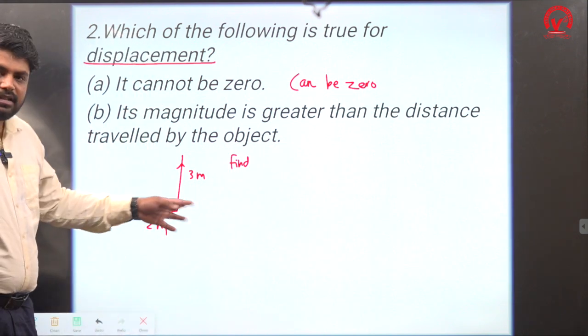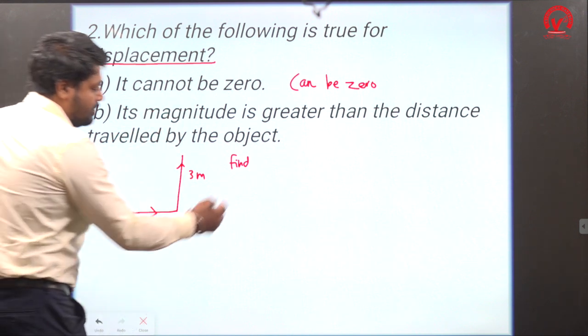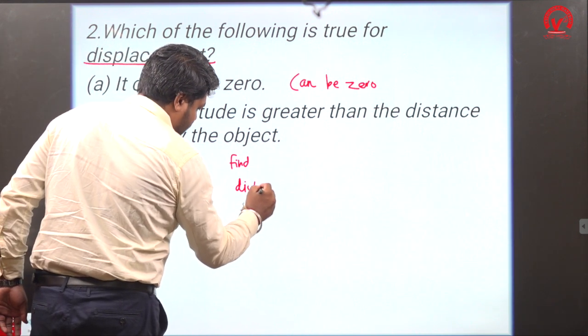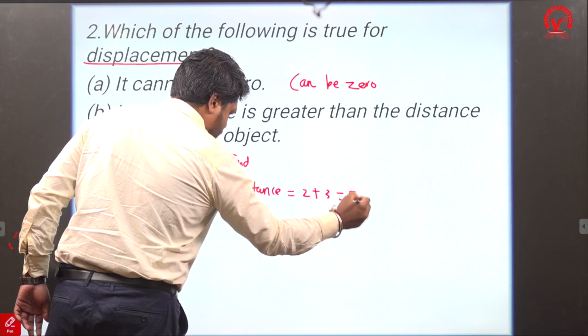So what is the distance? Distance is the actual path, right? Distance is the actual path. So distance is equal to, what is the actual path here? Which is equal to 2 plus 3, 5 meter.